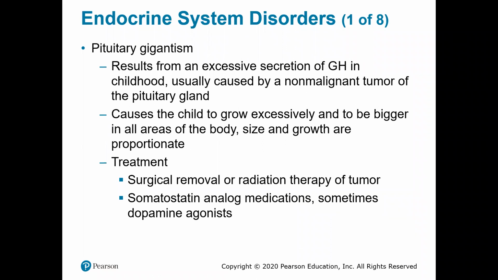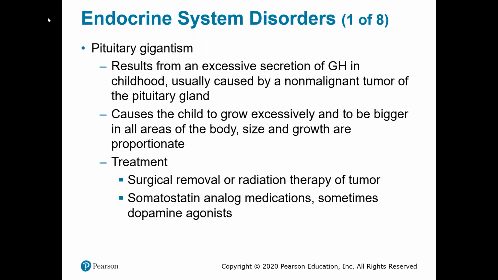All right, now let's look at some endocrine system disorders. We're going to start with pituitary gigantism on textbook page 547. This results from an excessive secretion of GH in childhood, usually caused by a non-malignant tumor of the pituitary gland. It causes the child to grow excessively and to be bigger in all areas of the body. Size and growth are going to be proportionate.